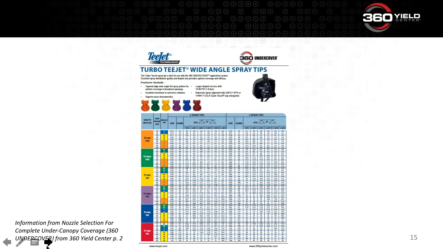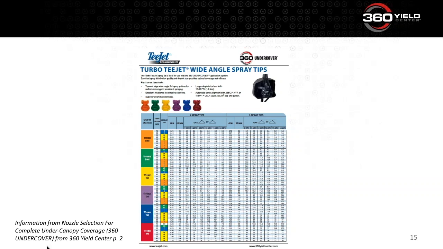So this is, and I don't expect you to read the numbers. I really wanted to show this so that you understand what the page is going to look like that I'm going to reference. What I'm referencing here is information from our nozzle selection for complete under canopy coverage. This is something we produced. We worked with TeeJet to make sure we had all the numbers right in here. But this particular publication is available to you dealers on the dealer portal. I believe it's under stores and forums. You can find it there.